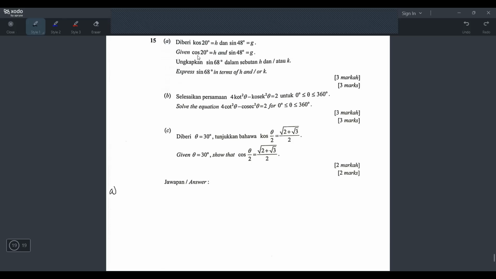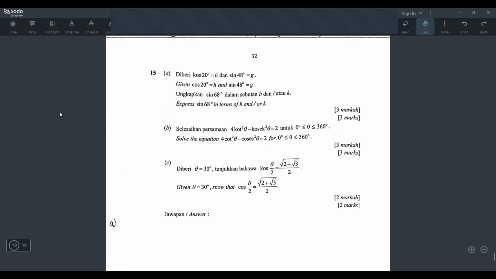to draw. If they give you cos 20 equals to H, sine 48 equals to G, what you should do now is lukis. You shouldn't terus buat. If you terus buat, you will buat salah, and you will not have enough information. So the correct way now is to lukis, right?